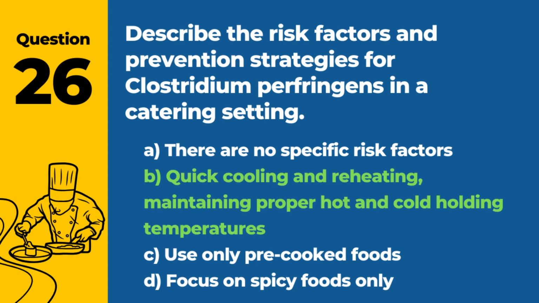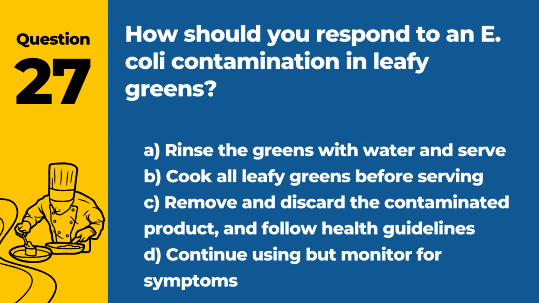Answer B. Quick cooling and reheating, maintaining proper hot and cold holding temperatures. The risk factors for Clostridium perfringens include improper cooling and reheating processes. Prevention strategies involve quickly cooling and reheating foods and maintaining proper temperatures during hot and cold holding to inhibit bacterial growth.